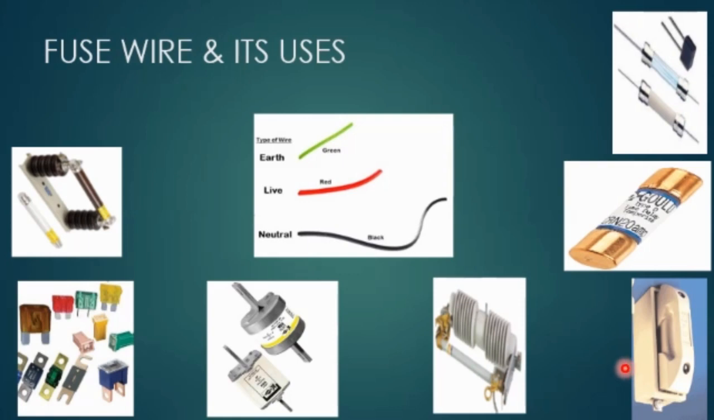These are the different kinds of fuse used in different appliances. A few of them you may have seen in the appliances, usually in the lights and all. Are you getting it? So the short circuit can be avoided with the help of what? With the help of the fuse.